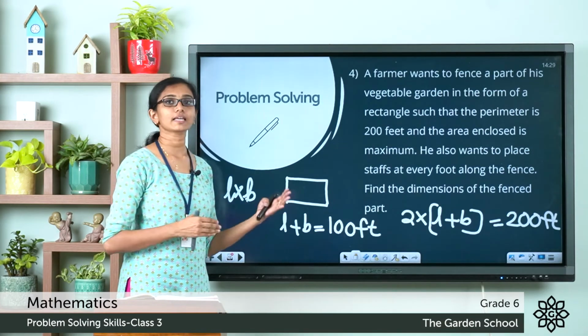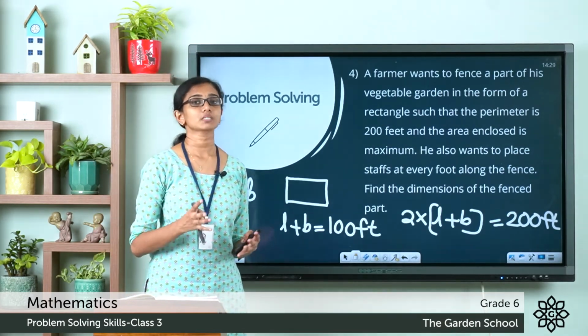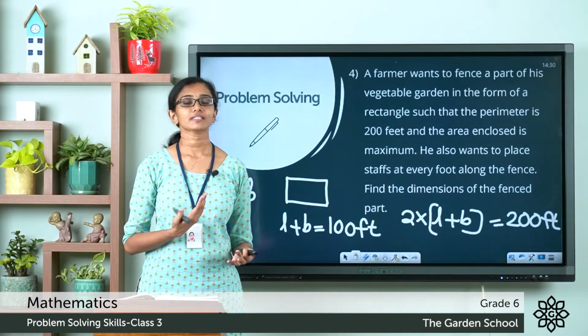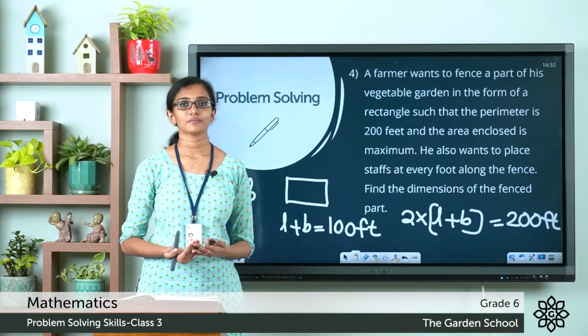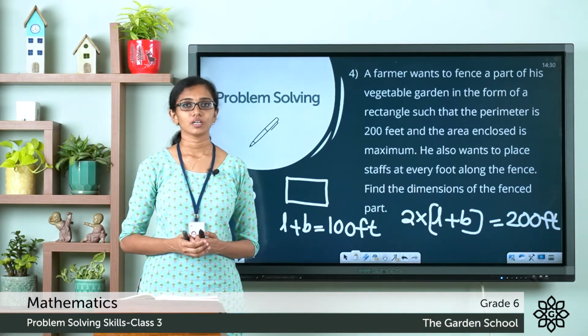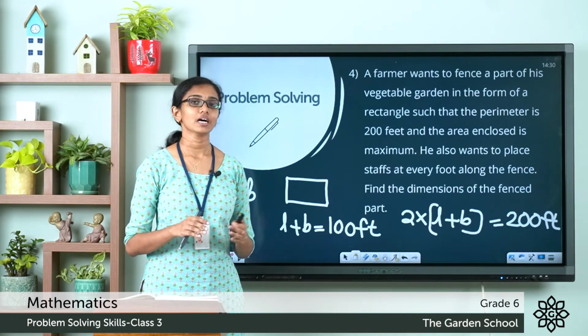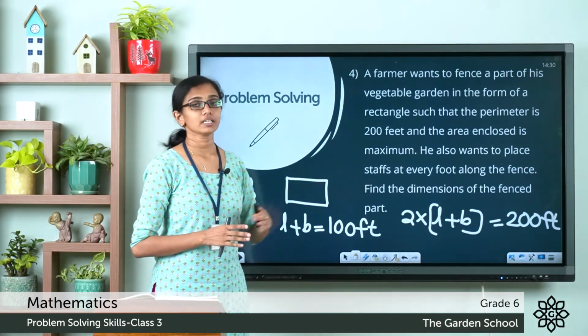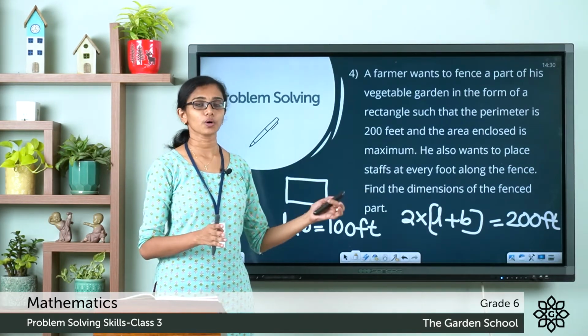When you multiply the length and breadth, it should give the maximum possible area. So, keeping these things in mind, how can we solve this problem? Here also, let's first solve a simpler situation. To simplify the situation, let's imagine the perimeter is equal to 20 feet instead of 200 feet.